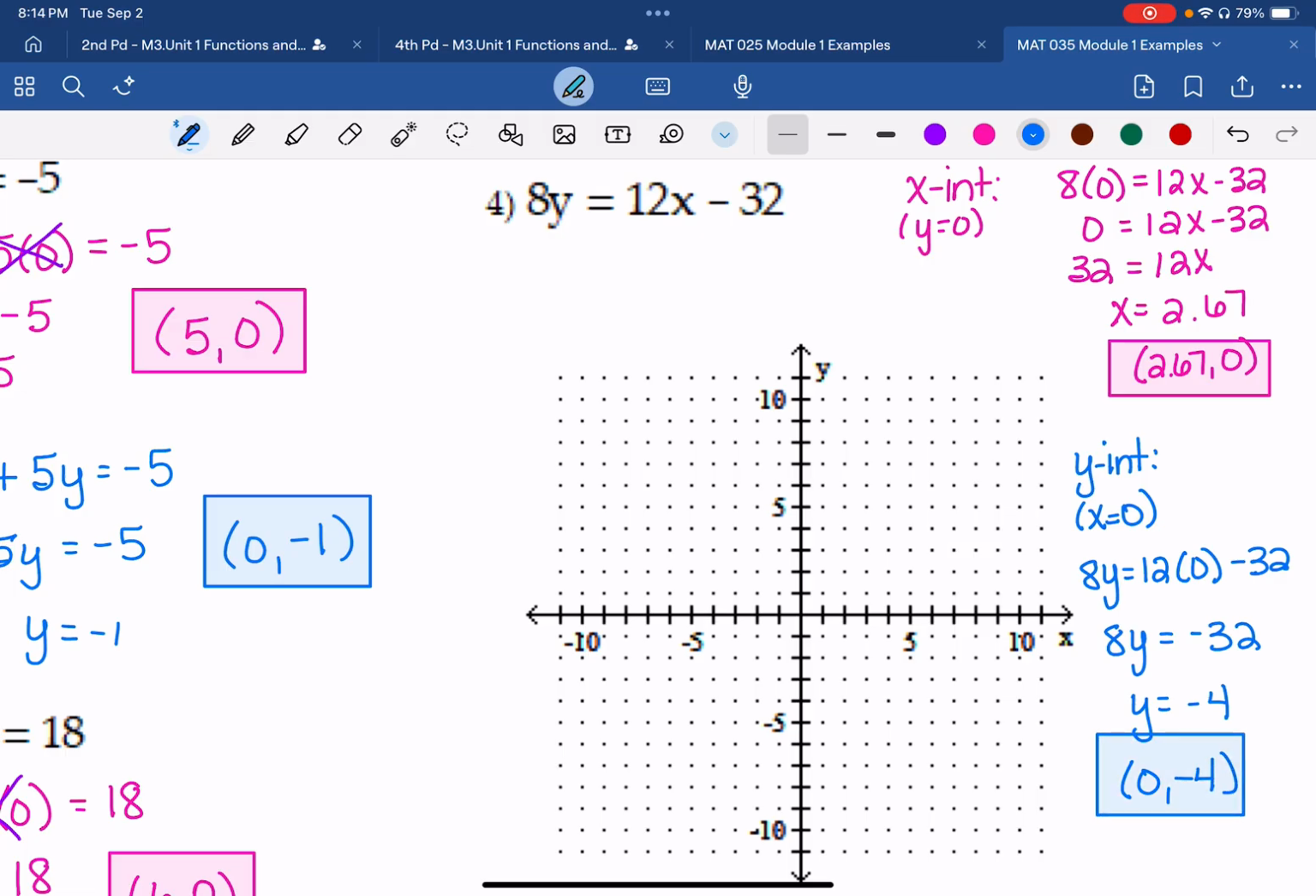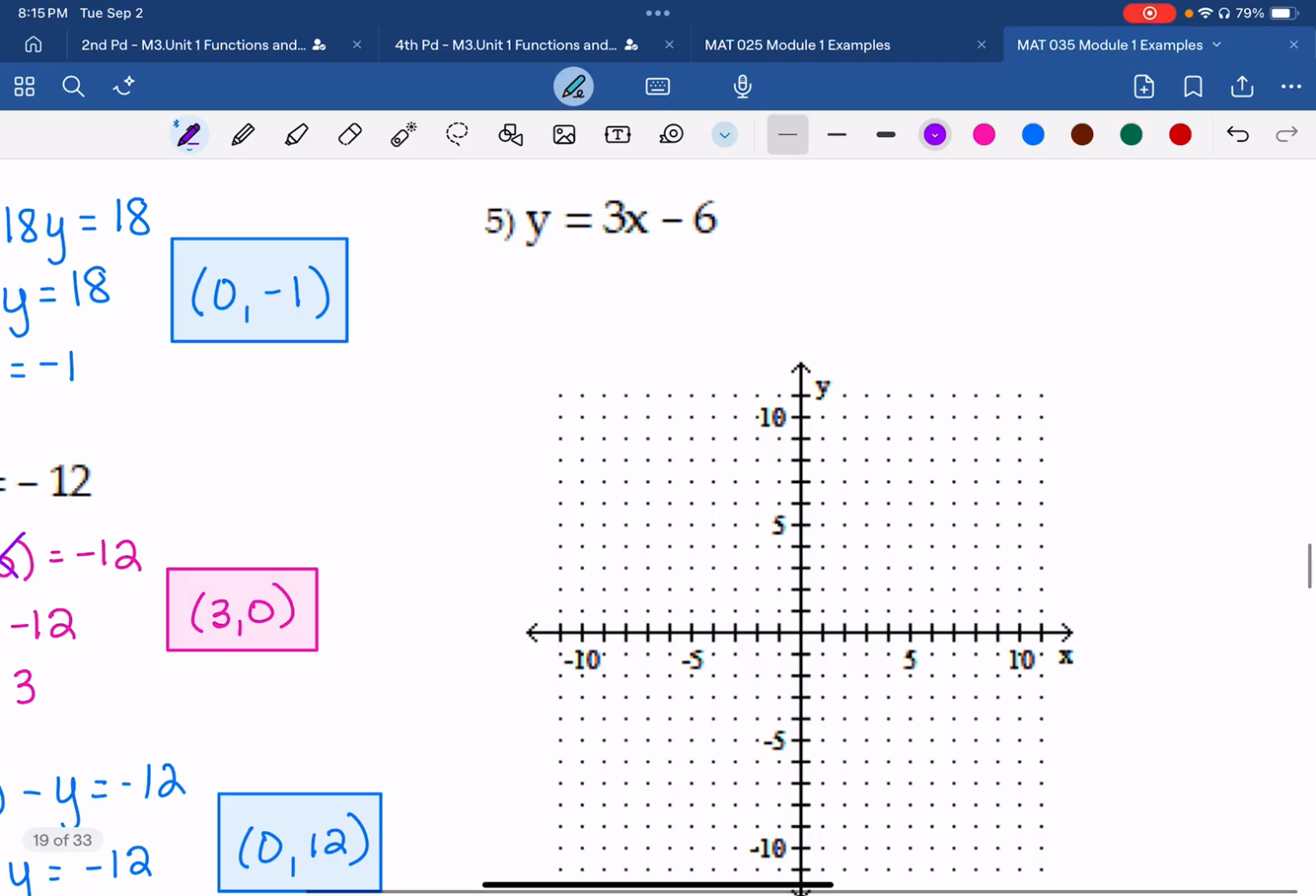And so now that I've got these intercepts, I'm going to come and I'm going to graph them. So 2.67, 0 is going to be between 2 and 3 on the x-axis. So it's about right there. And then 0, negative 4, that's my y-intercept. So that's going to be right there. So I've got these two intercepts. Those are the 2 points I'm going to use, and then I can just connect to make my line. And remember, that's not the only way to graph it. It's just one more way to graph.